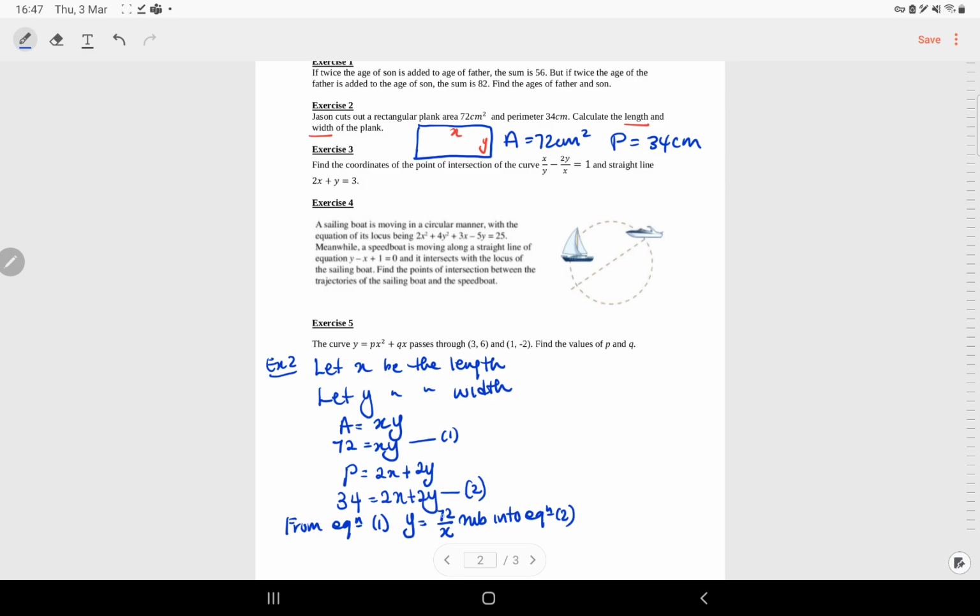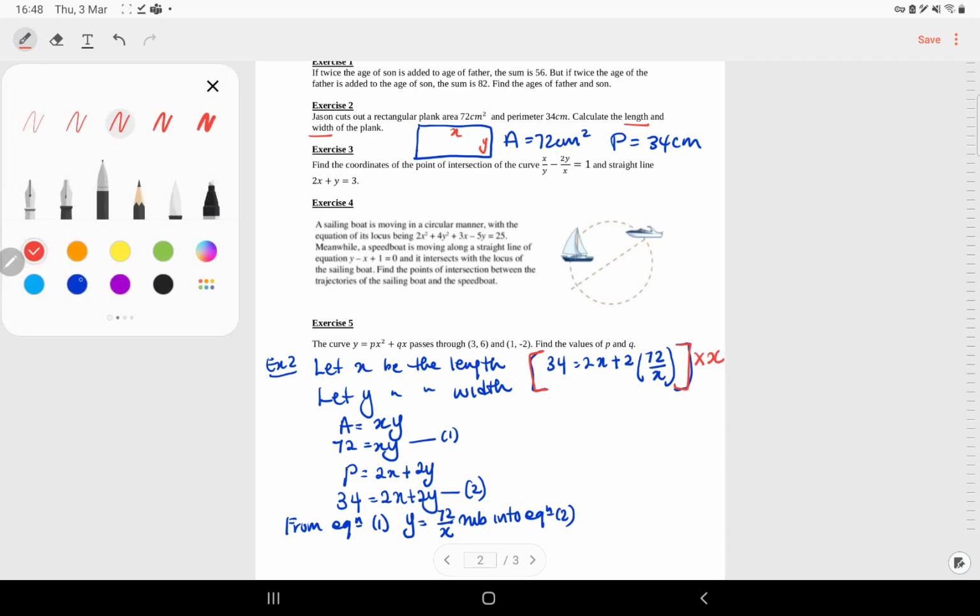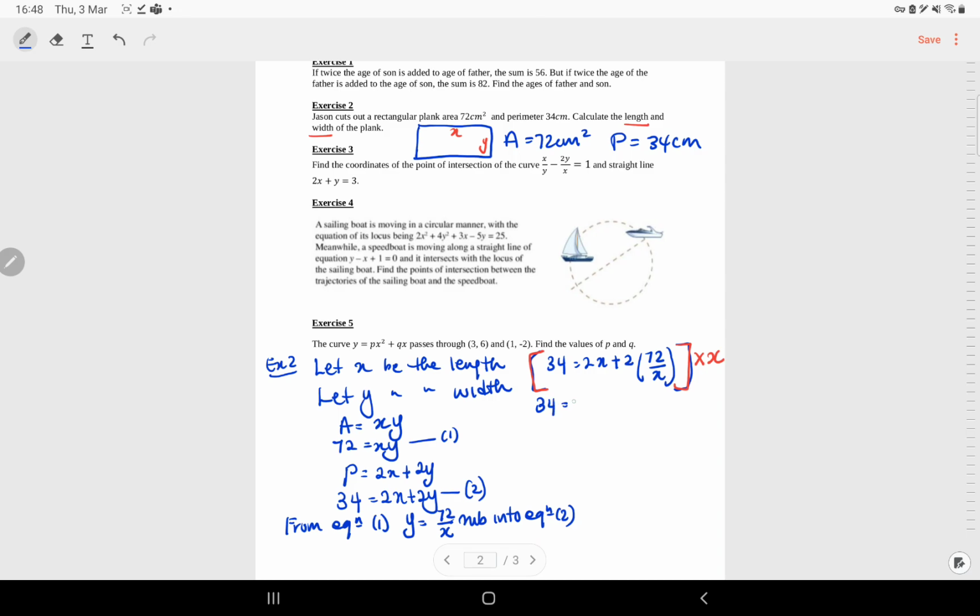Alright, so now I'm going to substitute this y into equation 2. My 2y here, the y will become 72 over x. I'm going to write it down on this side. It will have 34 equals 2x plus 2 times 72 over x. Now, because I have a fraction over x here, I want to get rid of that fraction by multiplying the whole thing by x. You don't just multiply this term by x. It's the whole thing, or else it won't be balanced.